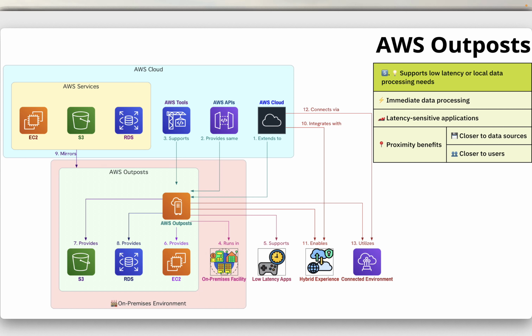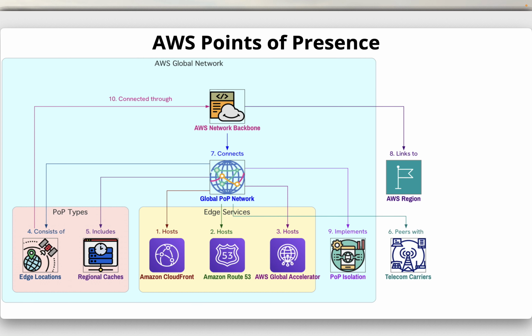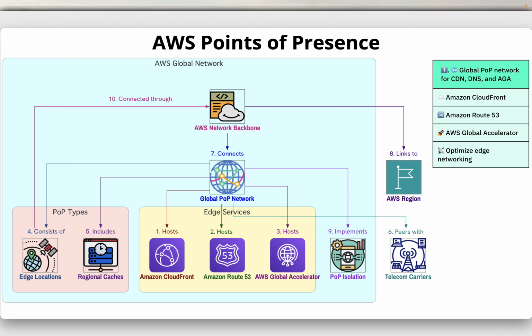AWS Outposts is perfect for applications that require immediate data processing or are sensitive to latency by remaining closer to data centers, data sources and users. In this case, you don't have to traverse the internet because you are basically installing AWS cloud onto your data centers. Okay, AWS points of presence. AWS consists of a global points of presence network for CDN, Content Delivery Network, DNS, and AWS Global Accelerator. AWS operates points of presence hosting Amazon CloudFront, Amazon Route 53, and AWS Global Accelerator to optimize edge networking.